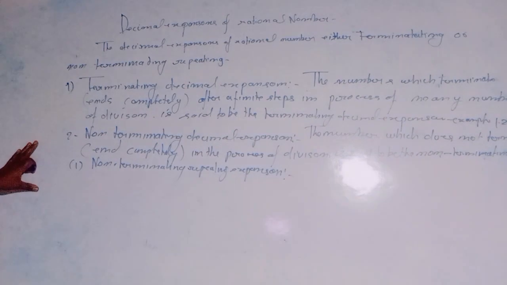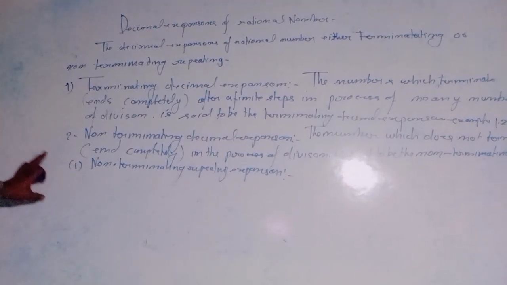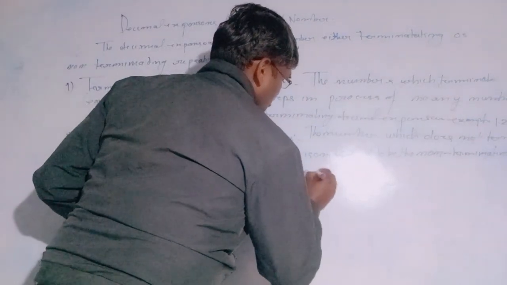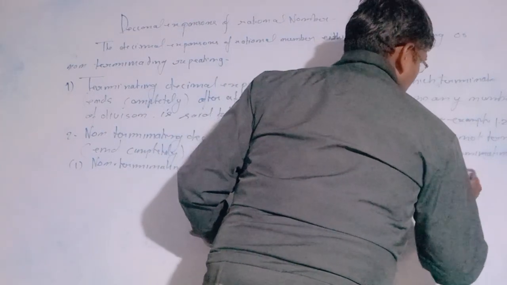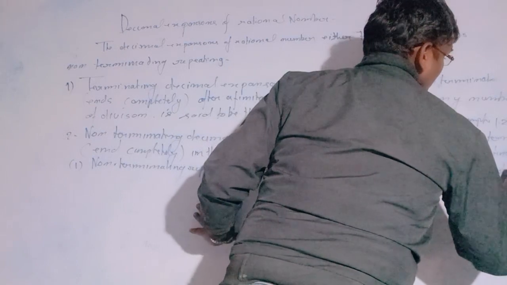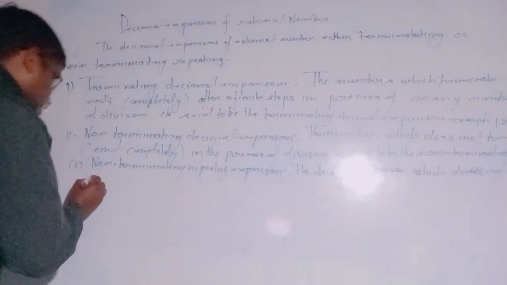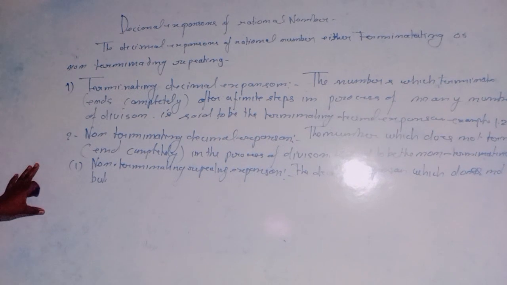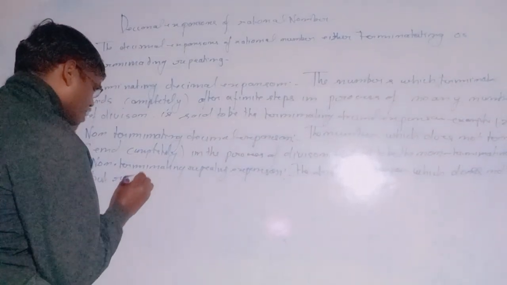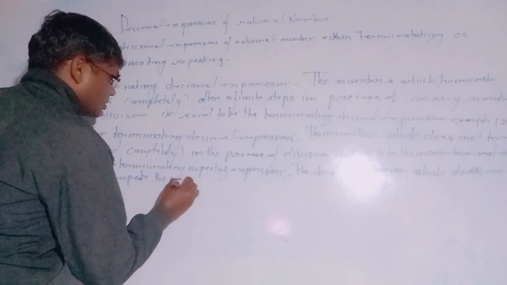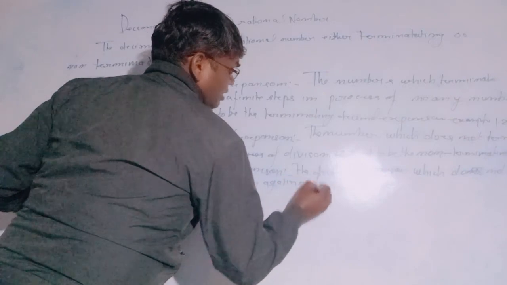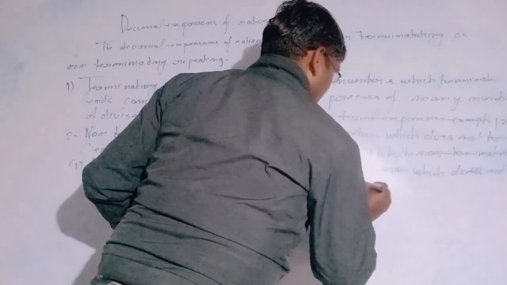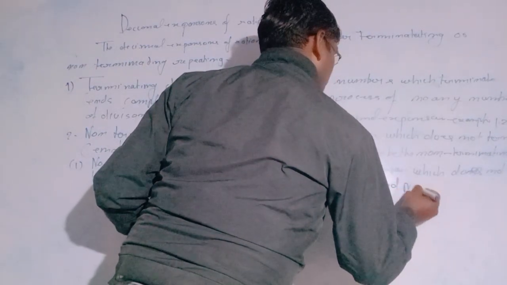The decimal expansion which does not terminate but repeats a particular number again and again is called a non-terminating repeating decimal expansion.